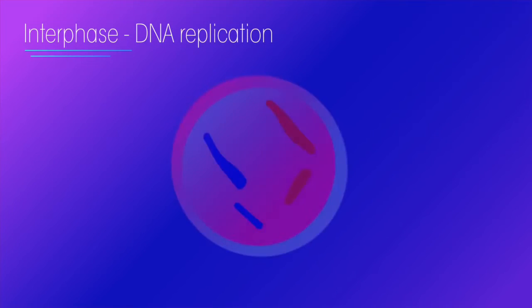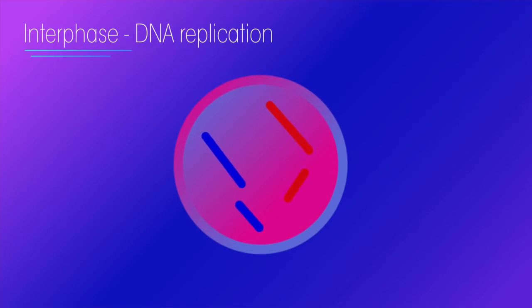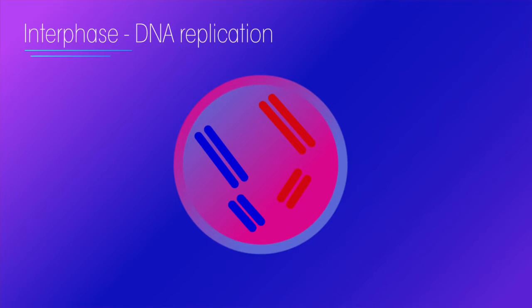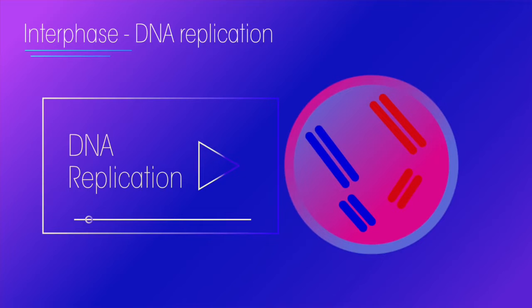As always, cellular division starts with a process called DNA replication. This involves making 2 identical copies of the original DNA molecule. The cell ends up temporarily with double the normal number of chromosomes. You can learn more about DNA replication in this video.